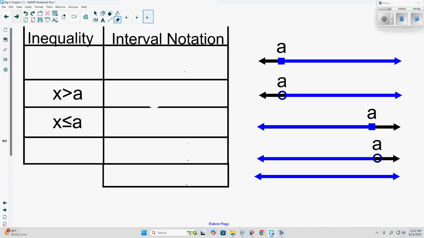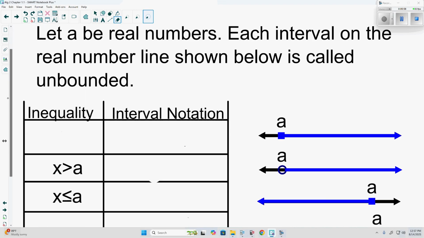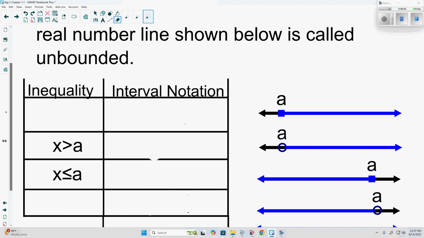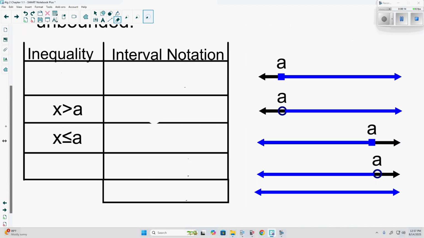Let's look at the other type. We have unbounded intervals. Let A be a real number. Each of the real number lines shown below is called unbounded. So unbounded has one endpoint and continues in one direction or the other. It's going off in one direction. Now this here, again, we have four main types that we could have, really possibly five.